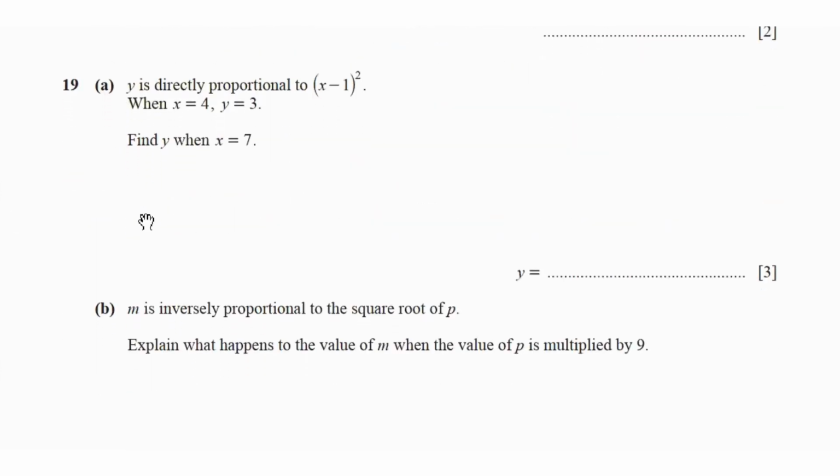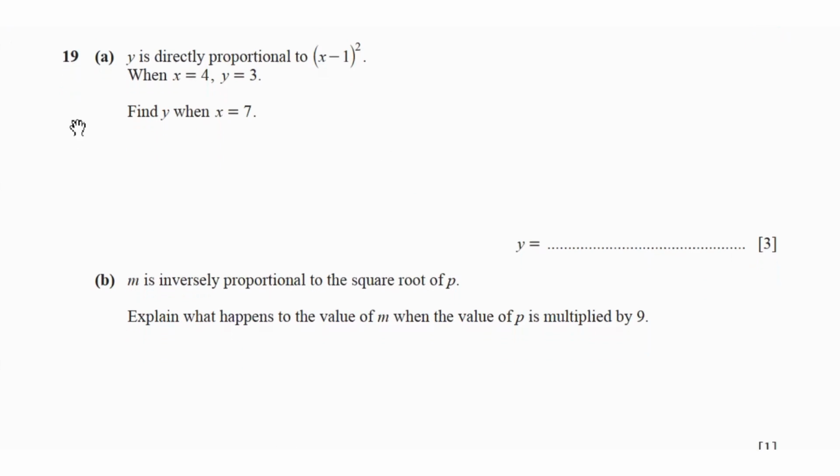Question 19a says that y is directly proportional to x minus 1 whole squared. When x equals 4, y equals 3. Find y when x equals 7. So it's directly proportional. That means when y is increasing, x minus 1 whole squared is also increasing. And when y is decreasing, x minus 1 whole squared is also decreasing. So y is proportional to x minus 1 whole squared. So when we remove the proportionality sign, we write equal to and multiply the constant of proportionality with the term, which is going to be k times x minus 1 whole squared.